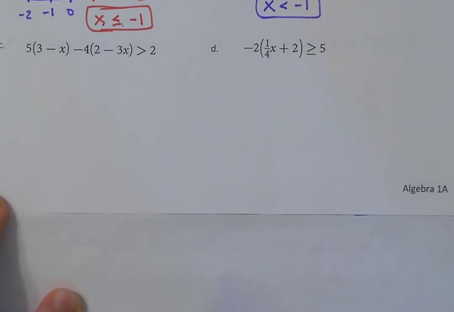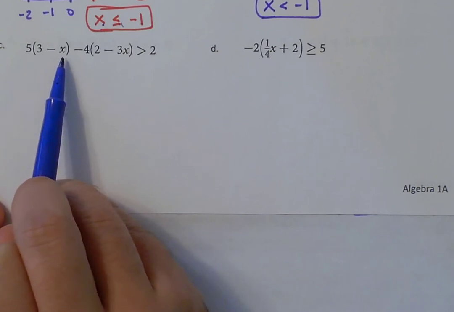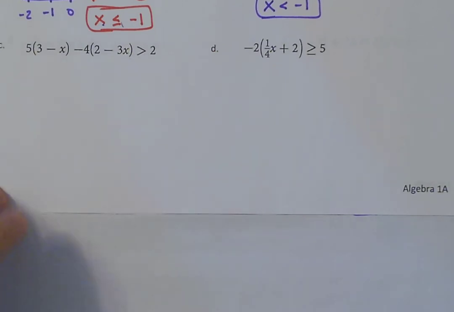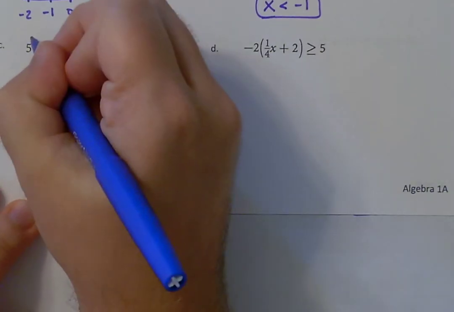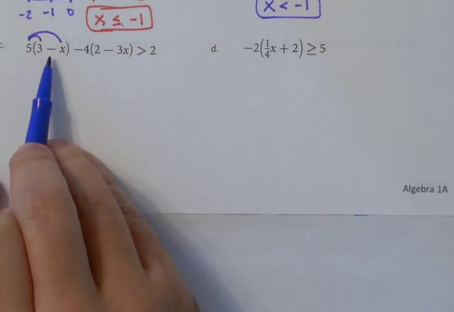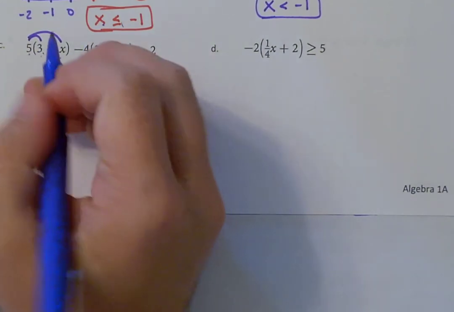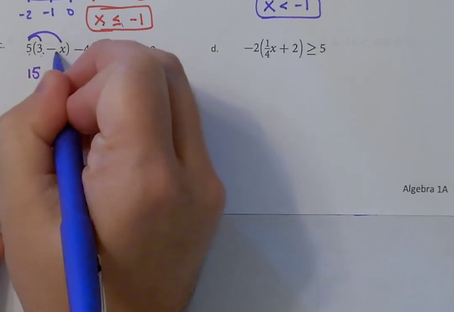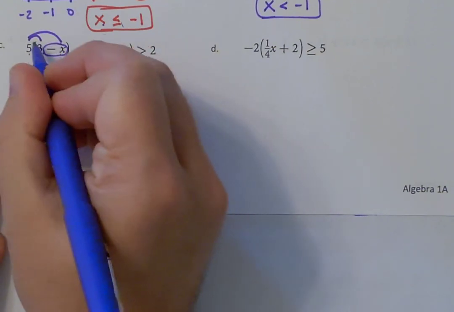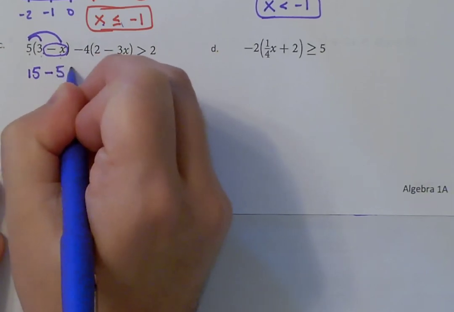So, if we take a look at C, I have 5 times (3 minus x) minus 4 times (2 minus 3x) is greater than 2. Like I said this whole time, first thing to do is go through and distribute. We have 2 sets of parentheses, so I'm going to address one at a time. Let's focus on distributing the 5 first. 5 is out in front of this set, so it multiplies into both parts. 5 times 3 is 15, and 5 times negative x, keeping the sign with it, is negative 5x.